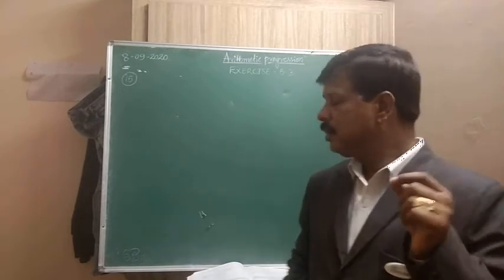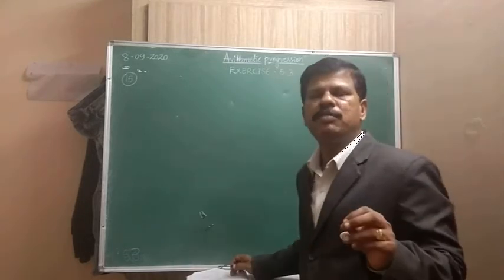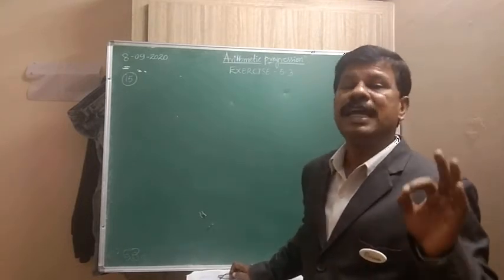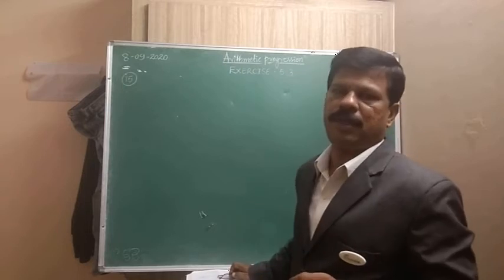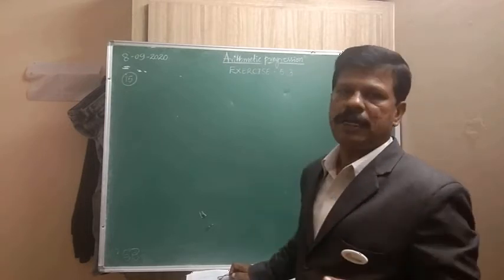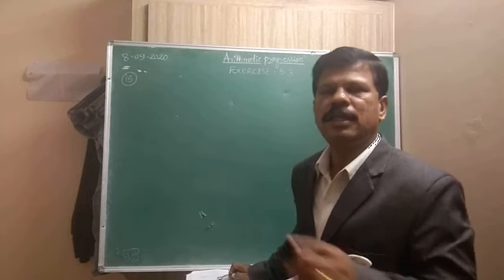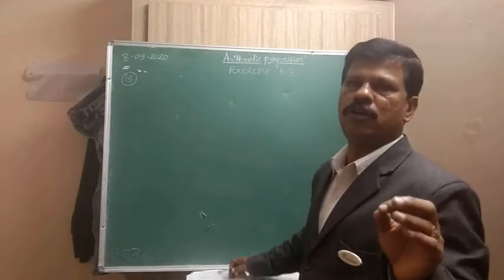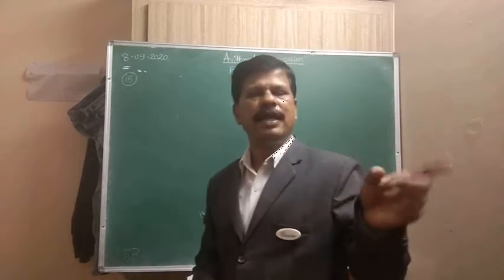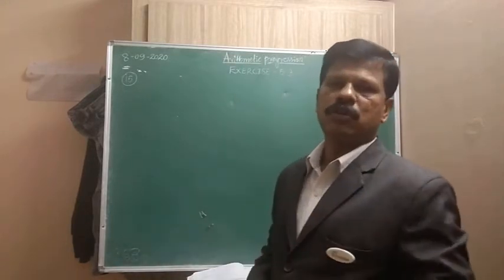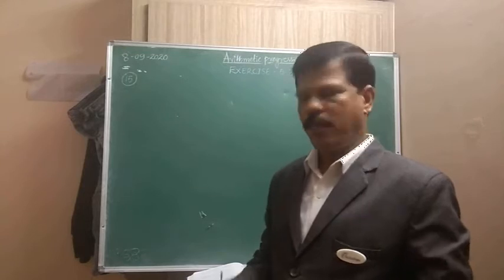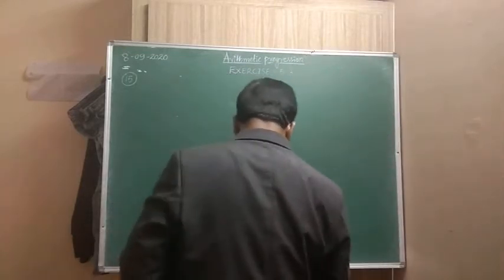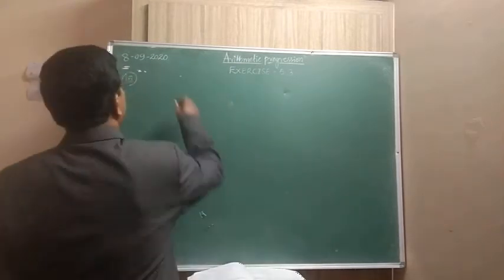Now convert this statement problem in terms of arithmetic progression. That means you should write the AP for this. Clear? So the question I am not writing. You just keep the textbook, read the textbook, pause the video, and then after reading just go through the video. Clear?